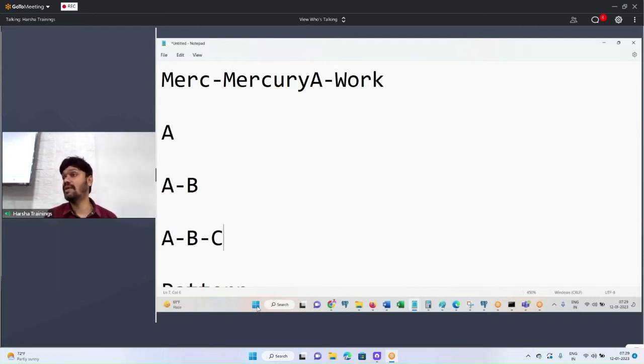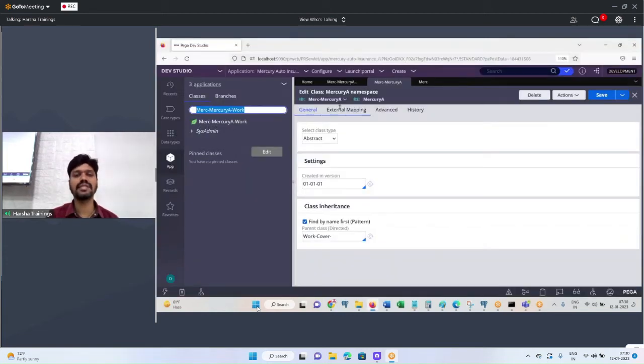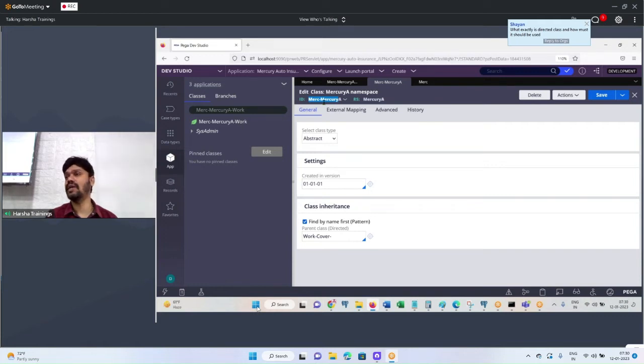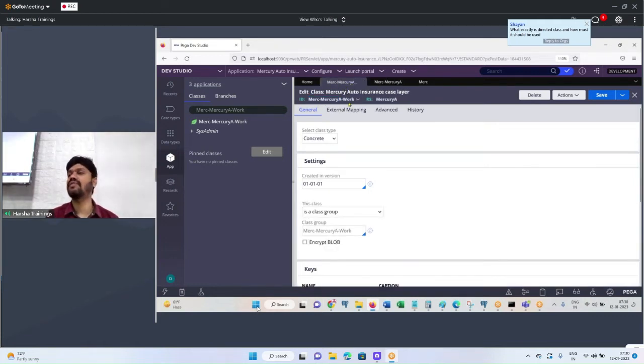While reading, it is very important. That's where you are a technical person. You should not read like an ordinary person, A, B, C. That's a different thing. So MERC, MERC hyphen Mercury A, MERC hyphen Mercury A hyphen Work. These are the 3 classes. Is everyone clear? You see the class name the same way. The top level class is individual. The second class is not individual. The ID is important: MERC hyphen Mercury A. The third one is MERC hyphen Mercury A hyphen Work.